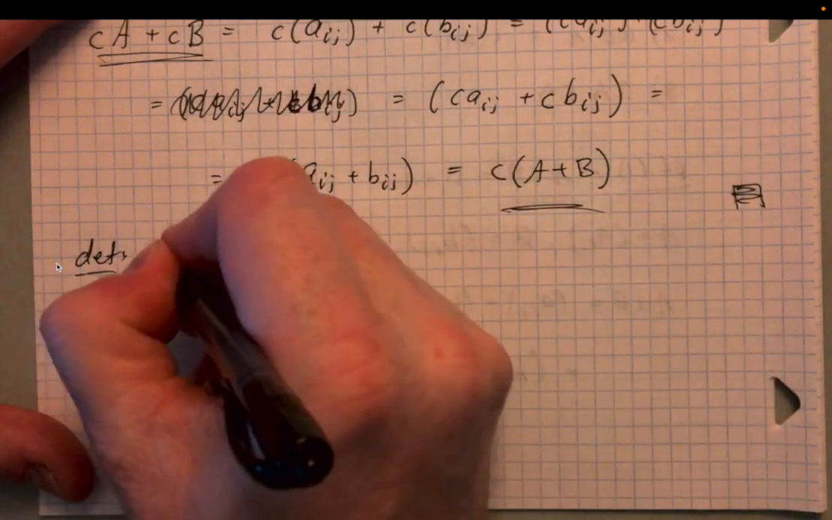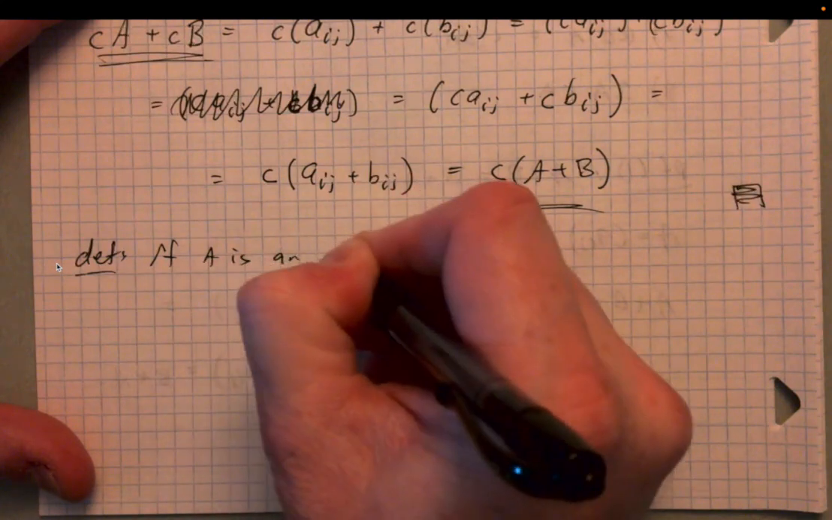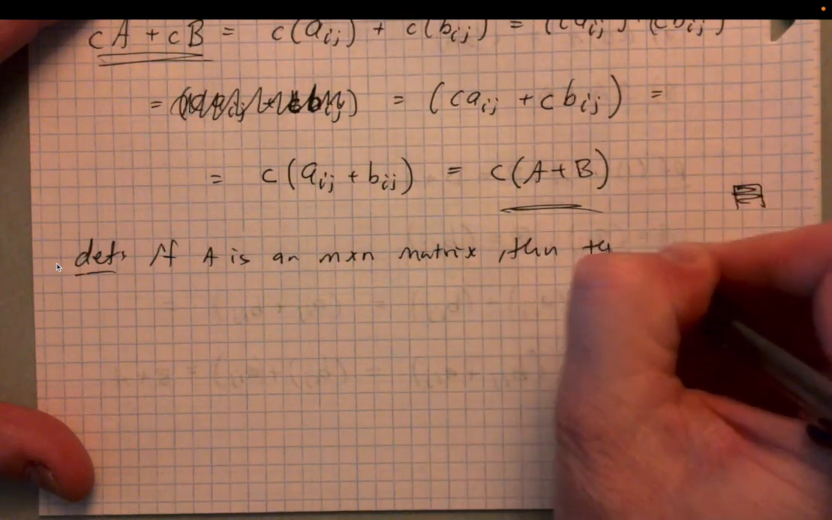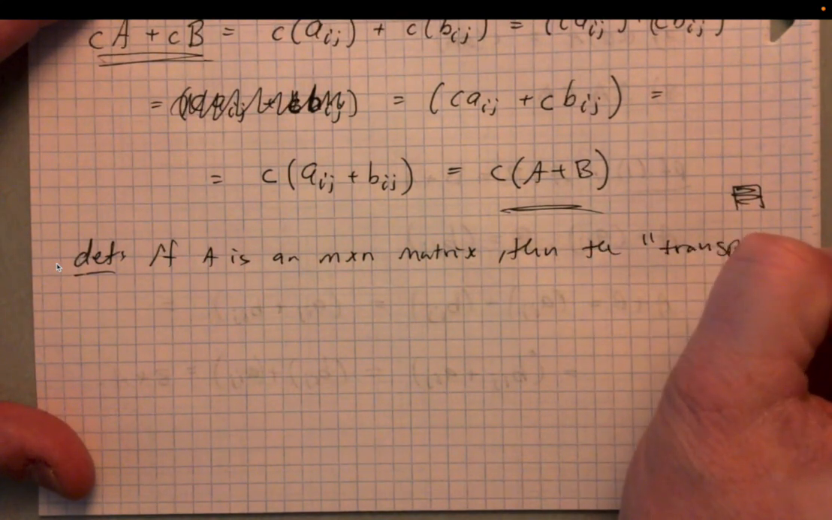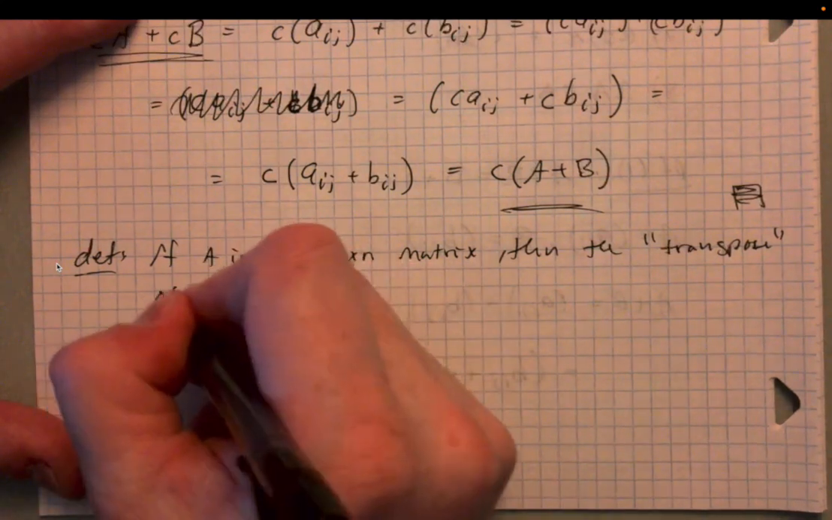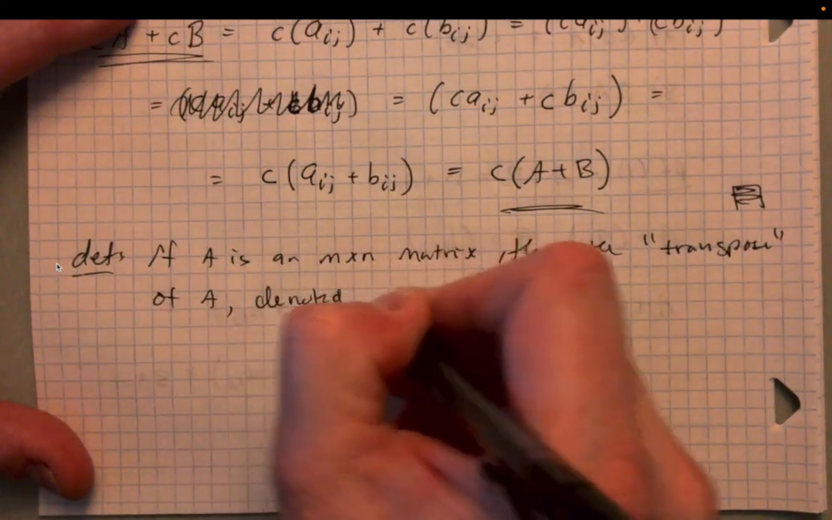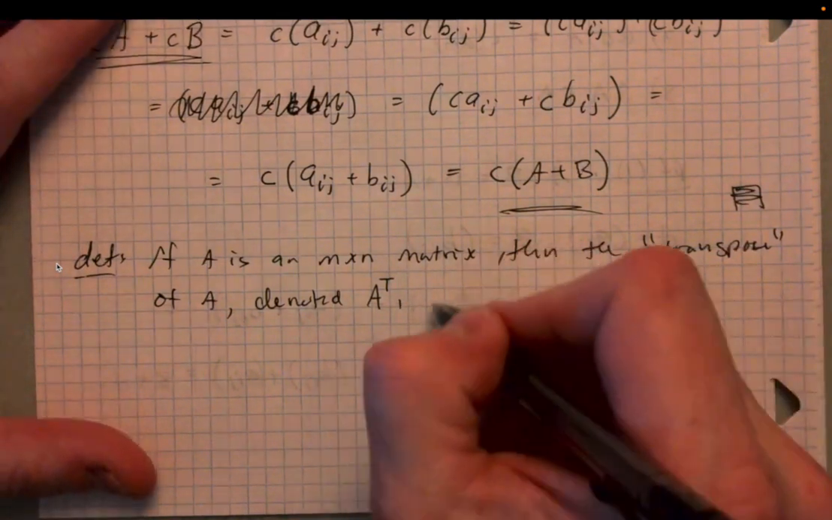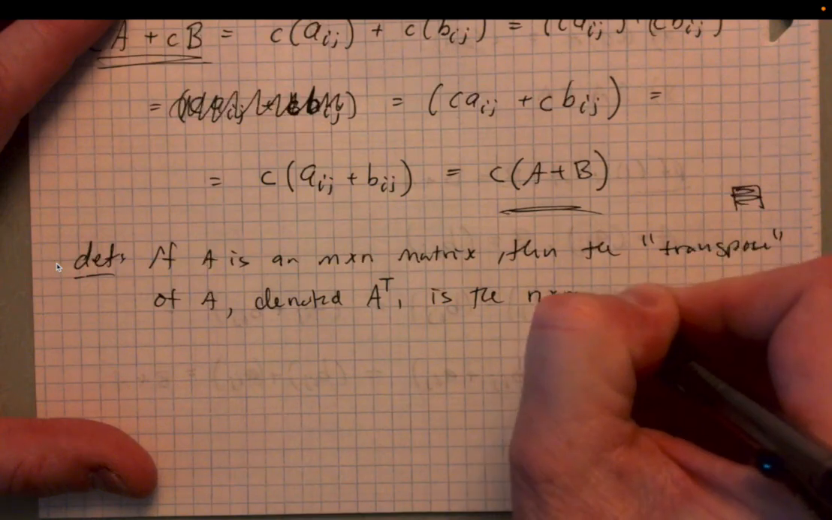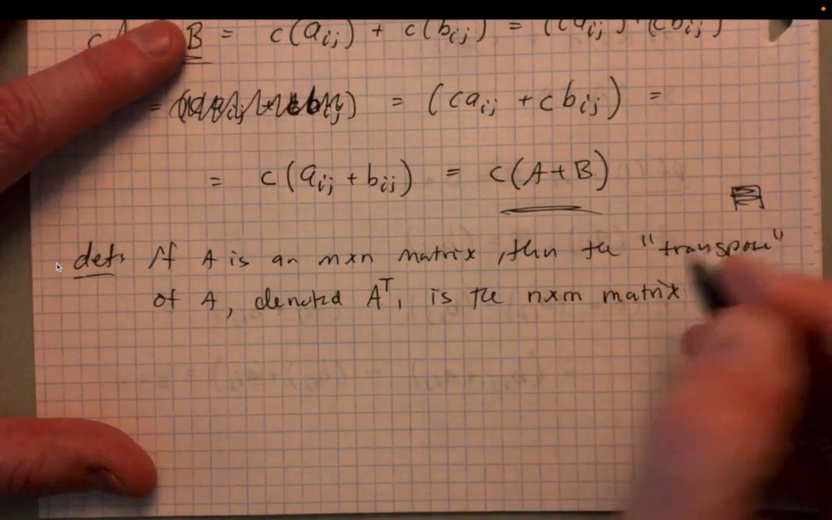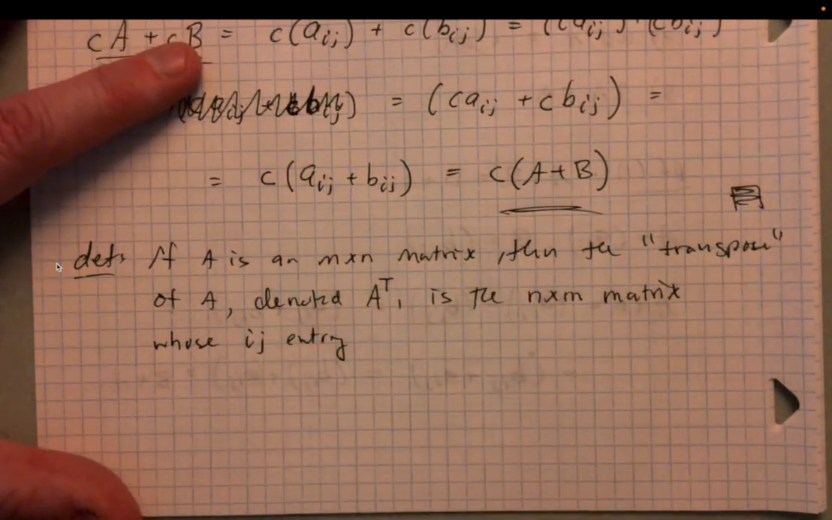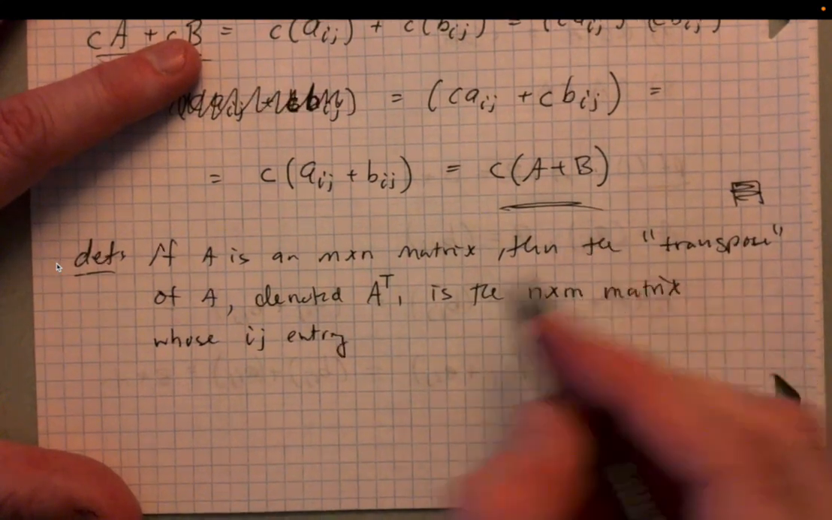So if A is an m by n matrix, then the transpose of A, denoted A with a T superscript, is the n by m matrix whose ij entry is the same as the ji entry of A.